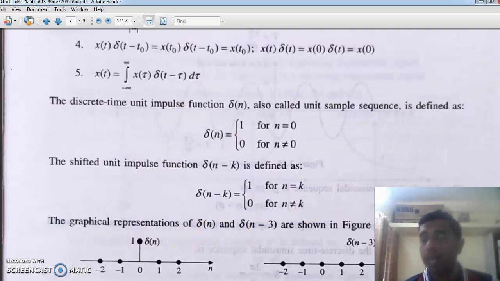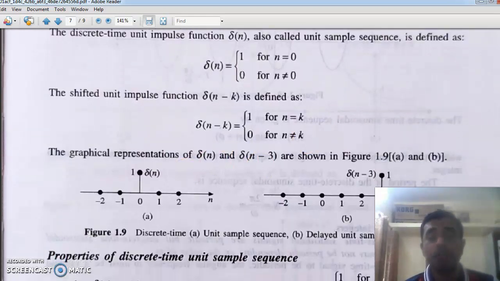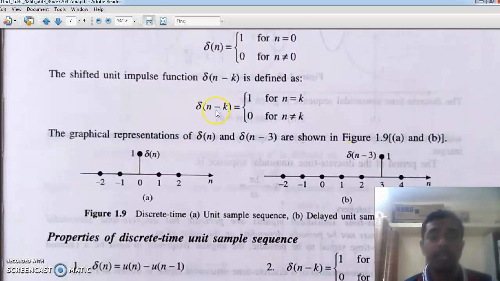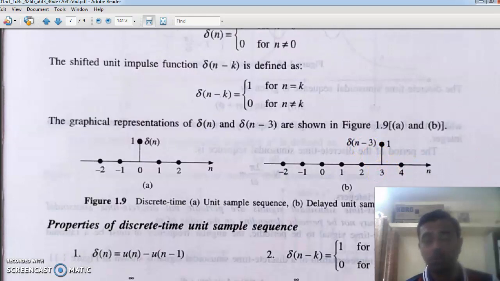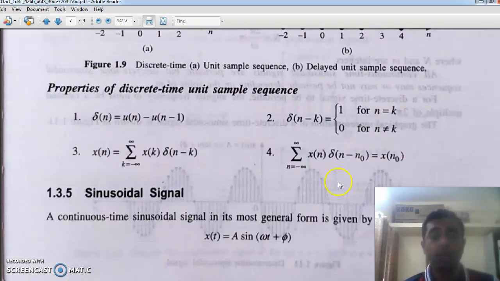Suppose I have delta of n minus k, what is the conclusion? This has a value only where n minus k equals 0, that is, n is equal to k. So it has only one sample of height 1 at n equal to k. Suppose we have delta of n minus 3, then it has only one sample of height 1 at n equal to 3. This is very important, I will show it a little bit later.